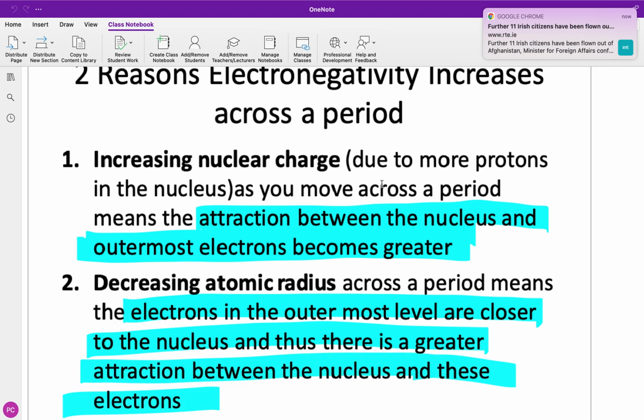But just remember the trends. Electronegativity increases across the period and decreases down the table. Atomic radius decreases across the period and increases down the table, for the same reasons for both.